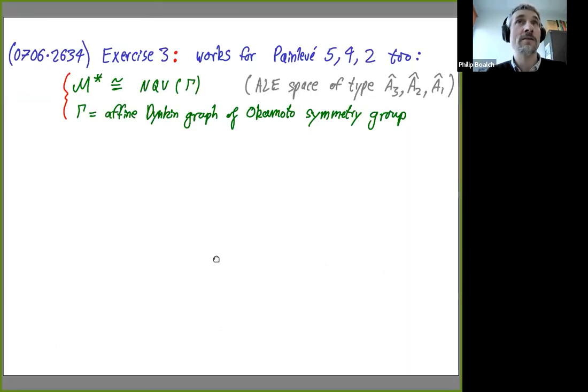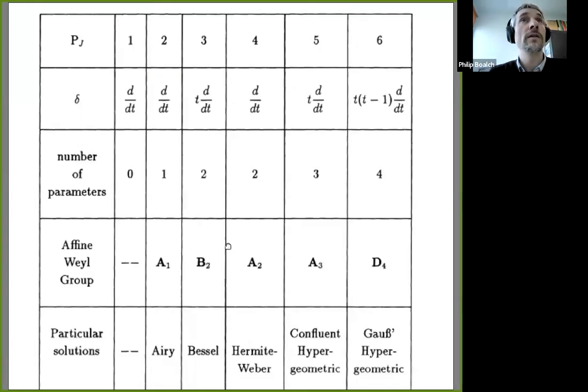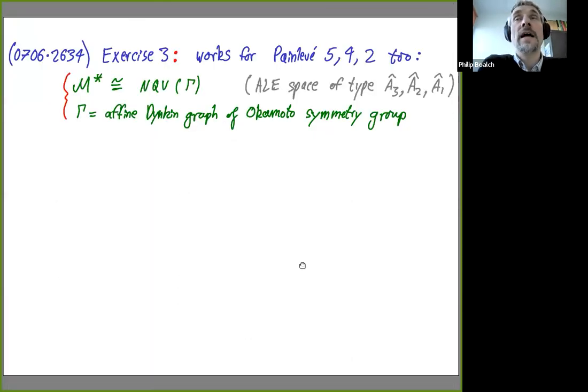So let me rewrite this question like this. So this exercise says that this works for Painlevé 2, 4, and 5 as well. So the case is A1, A2, and A3. So perhaps you have the simplest affine Dynkin graphs which occur. So the quiver variety does match up with the affine Dynkin graph that Okamoto had.